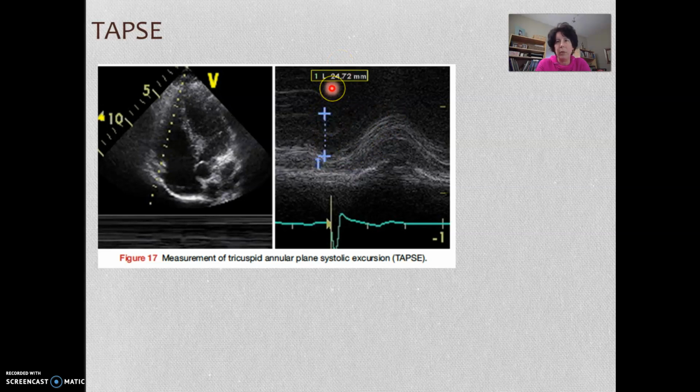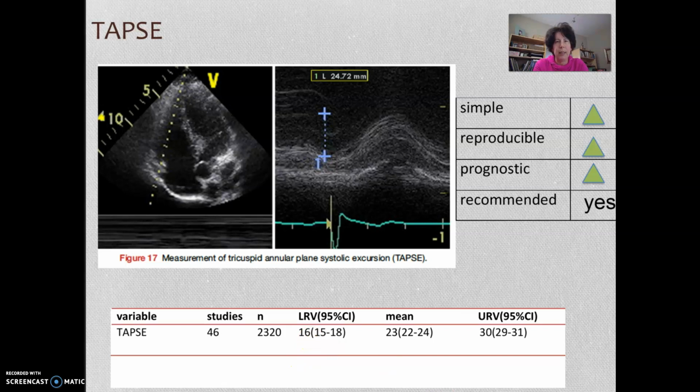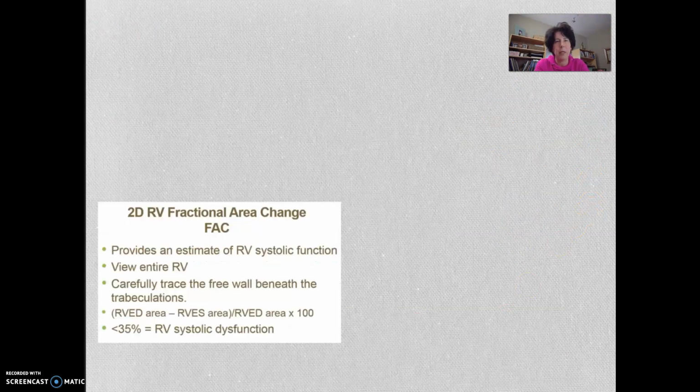This is 24 millimeters here. Now normal would be 16 millimeters. Less than that is considered an abnormal TAPSE. The suggestion from the American Society of Echocardiography is that this is a test that we should be performing. It is simple, it is reproducible, it is prognostic, and it is very much recommended.